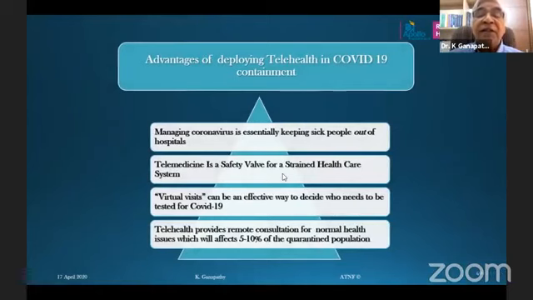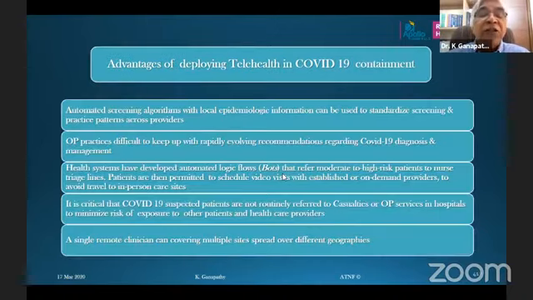Managing the coronavirus is essentially keeping sick people out of hospitals. Telemedicine is a safety valve for strained healthcare. Virtual visits can decide who needs to be tested for COVID-19. I've already mentioned the automated screening algorithms. It is critical that COVID-19 suspected patients are not referred to casualties or OP services, but that most of the management can be done remotely.